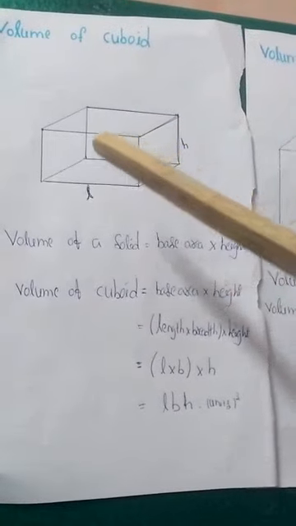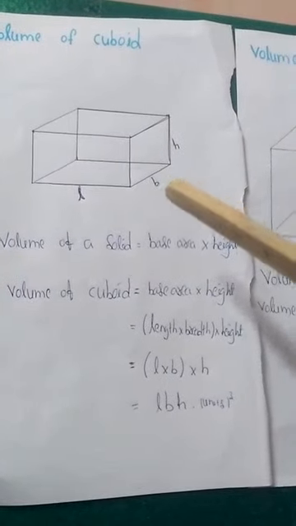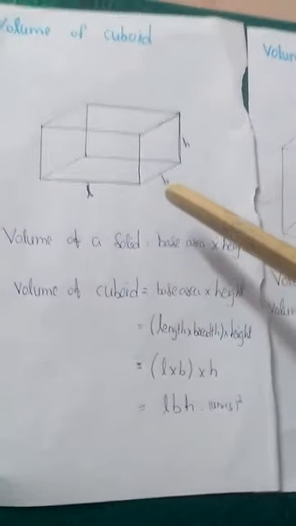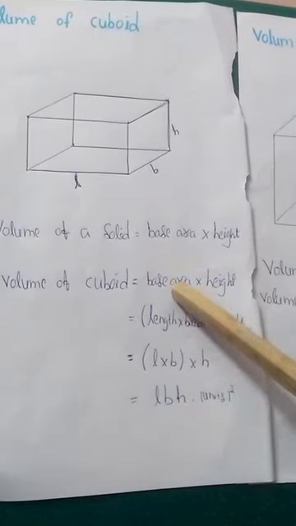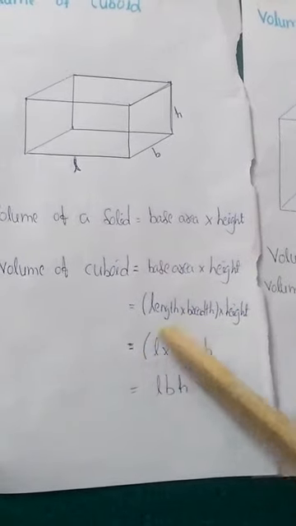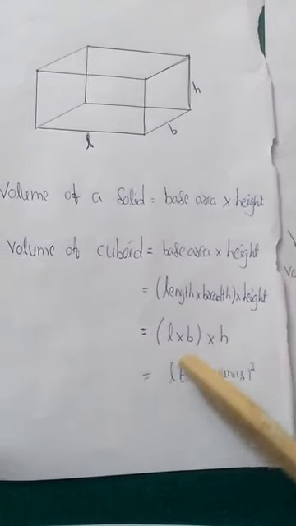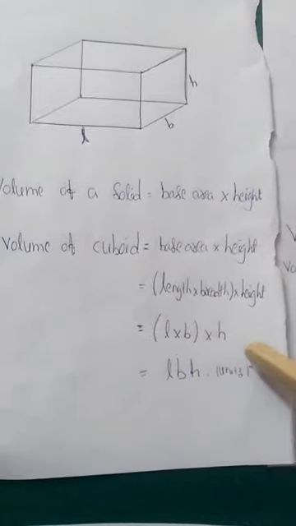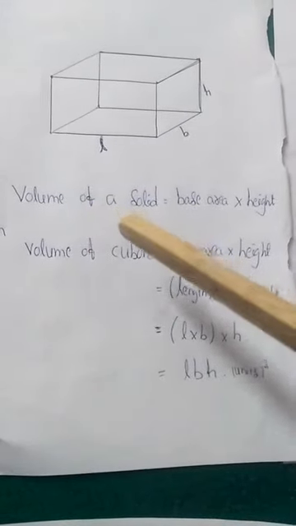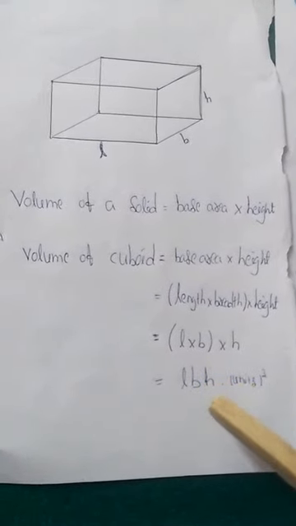The base of the cuboid is nothing but a rectangle. We know every face of a cuboid is a rectangle, so clearly the base is also a rectangle. Area of rectangle is length into breadth. So base area is a rectangle, its area is length into breadth, into height as it is. In short form, length means L, breadth means B, height means H. If we simplify it, we get L into B into H, that is nothing but LBH cubic units. So base area into height gives us volume. Volume of cuboid is length into breadth into height, that is LBH.